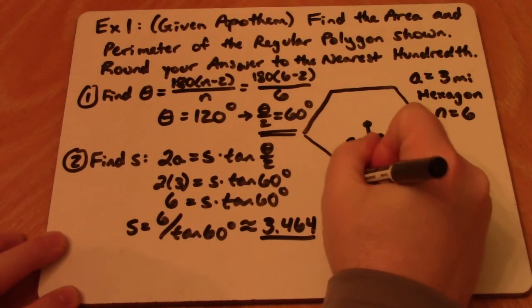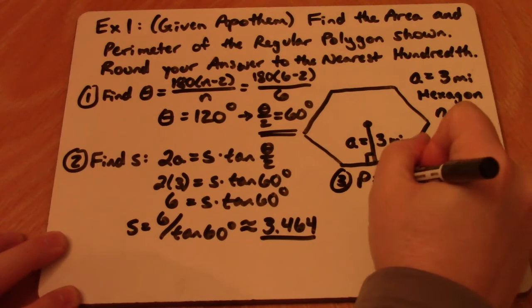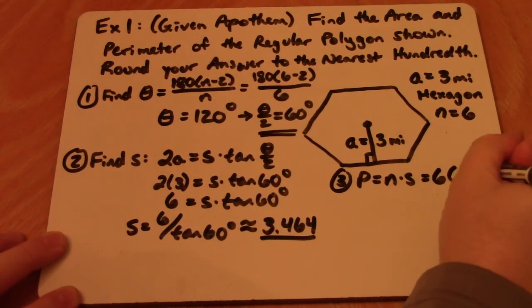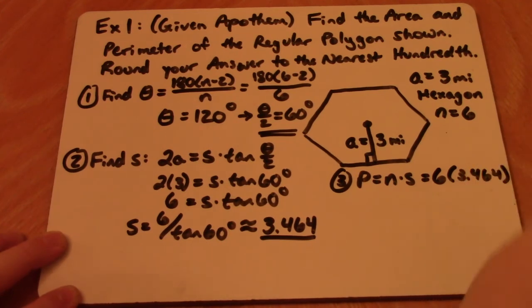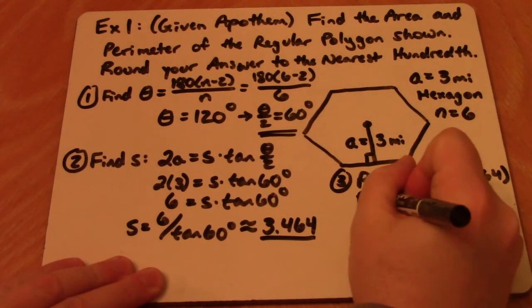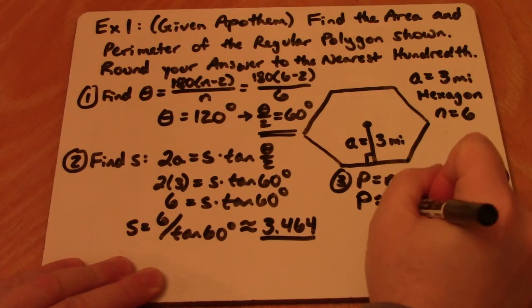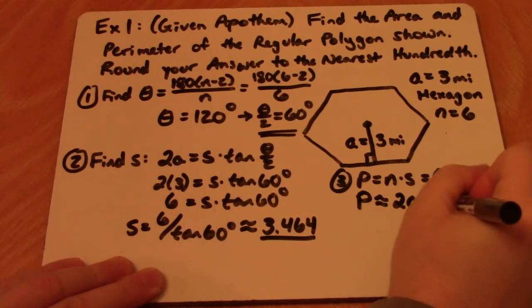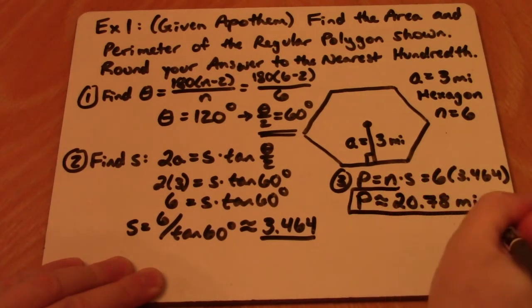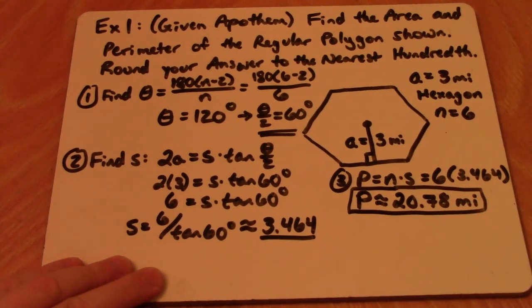So next up, I would have you do the perimeter next. Remember, that is number of sides times side length, or 6 times 3.464. We feed that to our calculator and round it to the nearest hundredth. That would be 20.78. Don't forget your units in this problem, that is miles. So the perimeter of that hexagon is 20.78 miles.